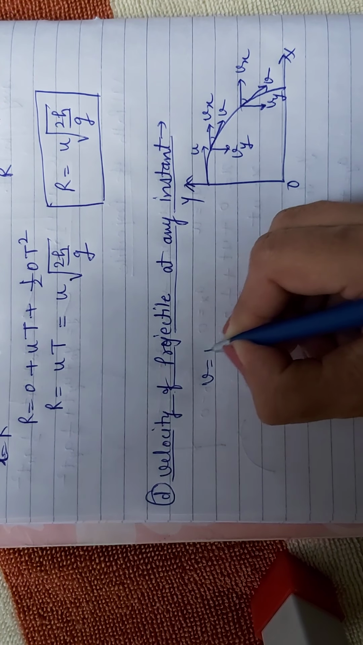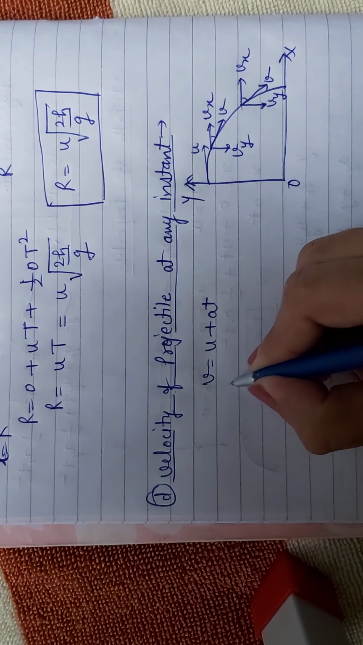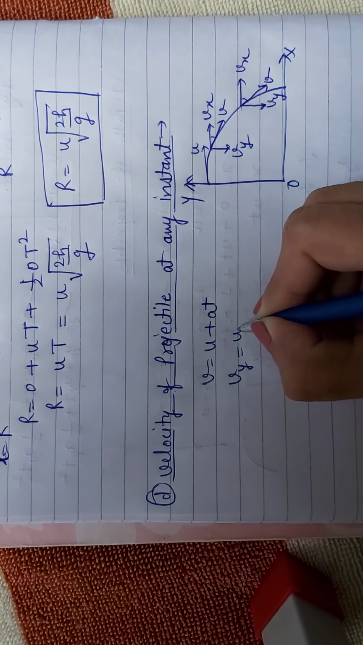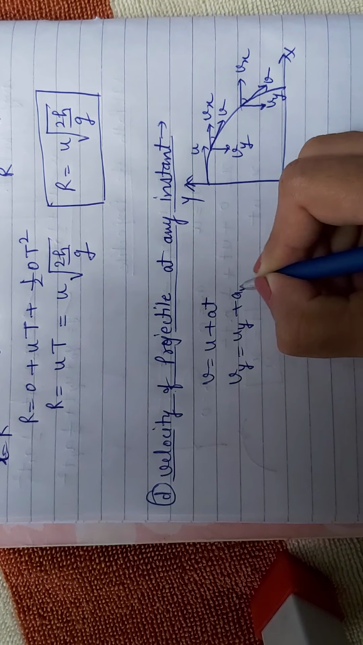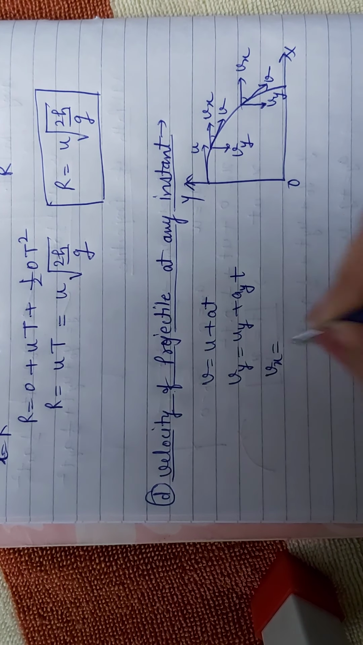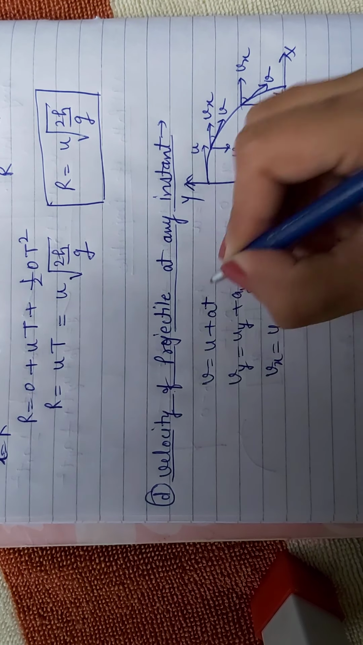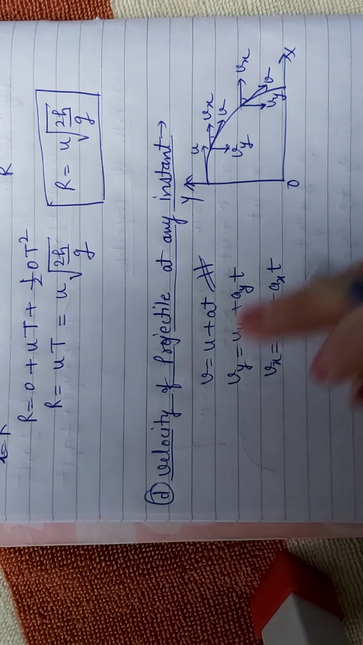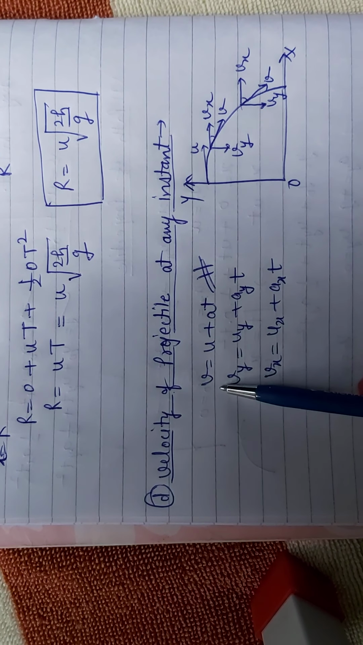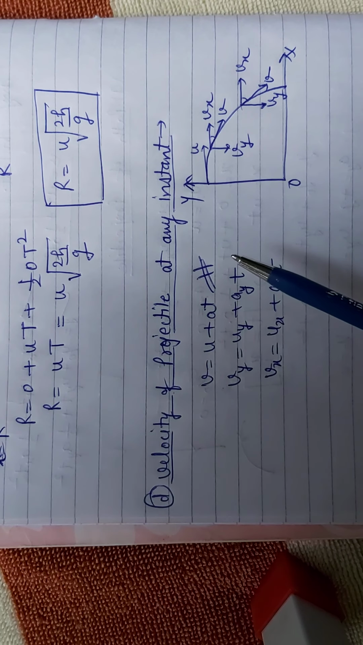We know v equals u plus at. When we talk about the vertical motion, it will be Vy is equal to Uy plus Ay t. Similarly, I can write it for the x-axis: Vx will be equal to Ux plus Ax t. This equation you know very well, the equation of motion. V is the final velocity, U is the initial velocity, A is the acceleration, T is the time taken.